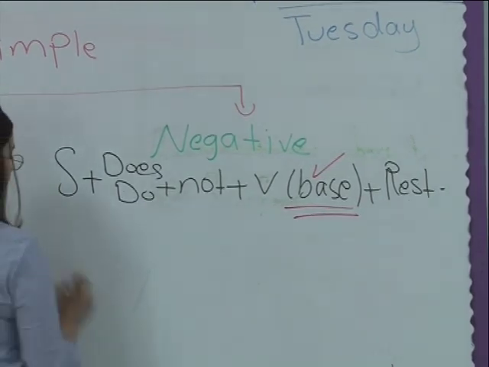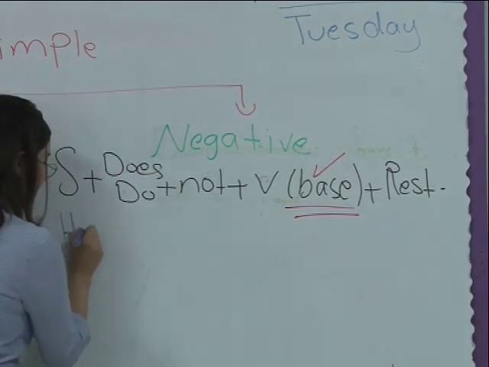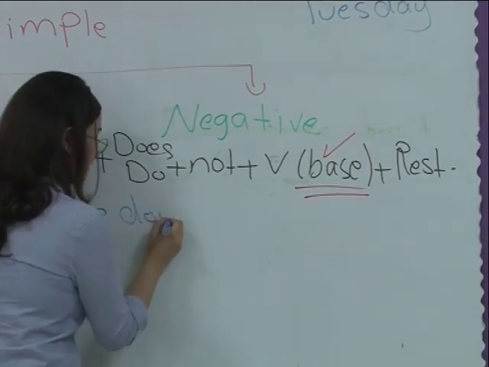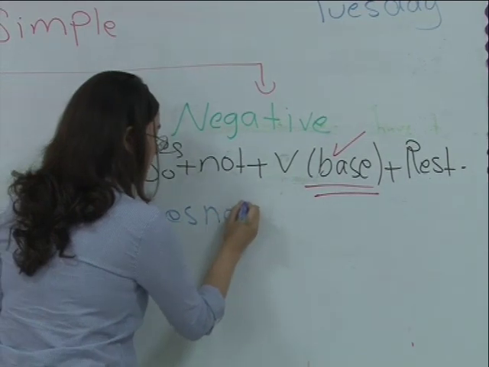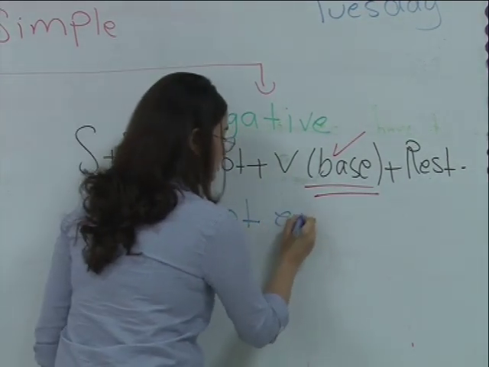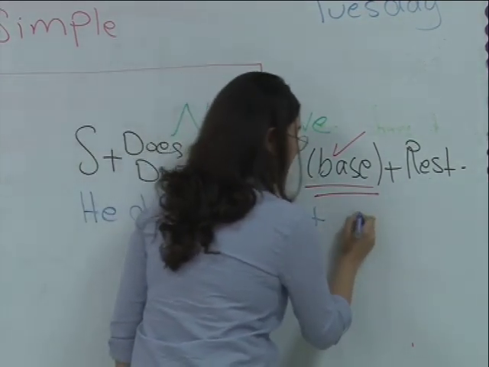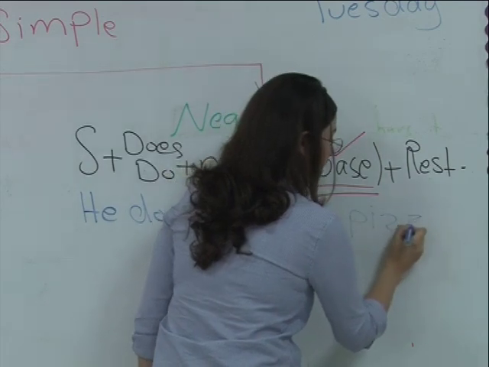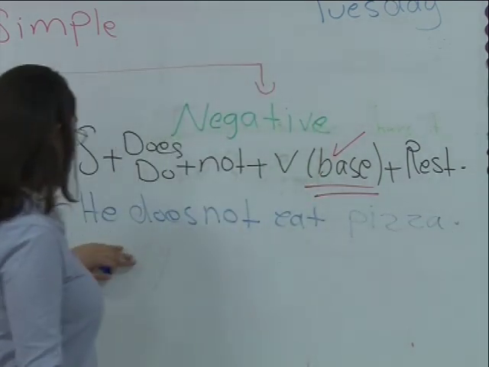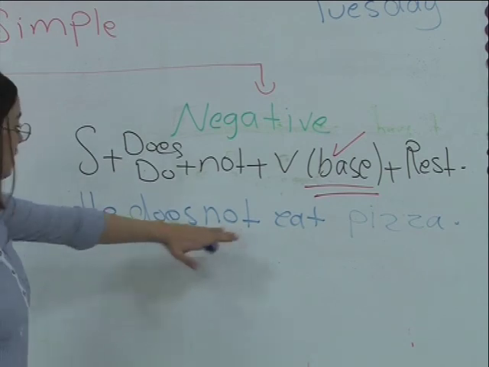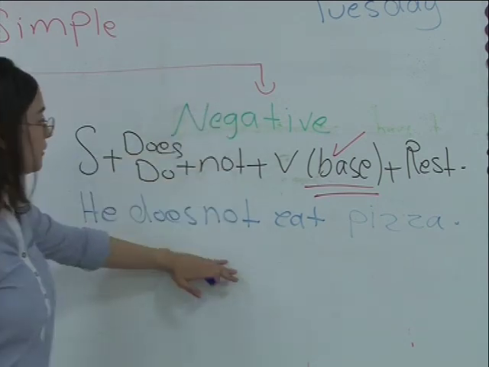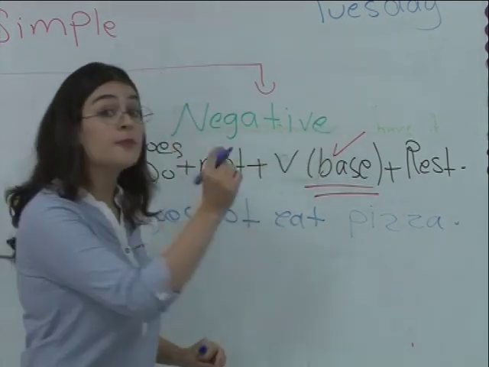For example, we say, he does not eat pizza. This is a perfect sentence. He, subject, does not, the negative part of it, and then eat, our verb in base.